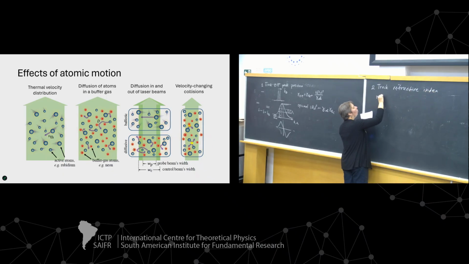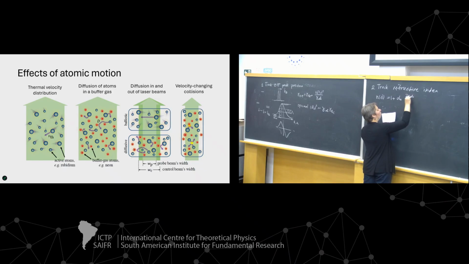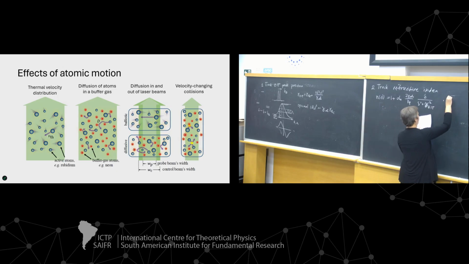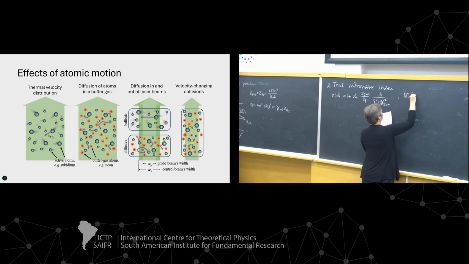So we can go back to the susceptibility which I had for the EIT system, and we can see that the refractive index will look something like this: alpha naught, 2 gamma AB over KP, some constant. And here we will have delta over delta squared plus gamma EIT. Okay? Multiplied by omega control squared minus gamma BC squared plus delta squared over gamma AB.